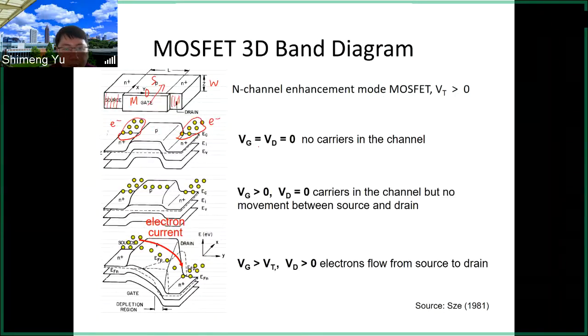So if you do nothing, then the electrons are very minimal. It's minority. And there are many holes here. Electrons are minority, holes are majority. So you don't have electrons basically here.